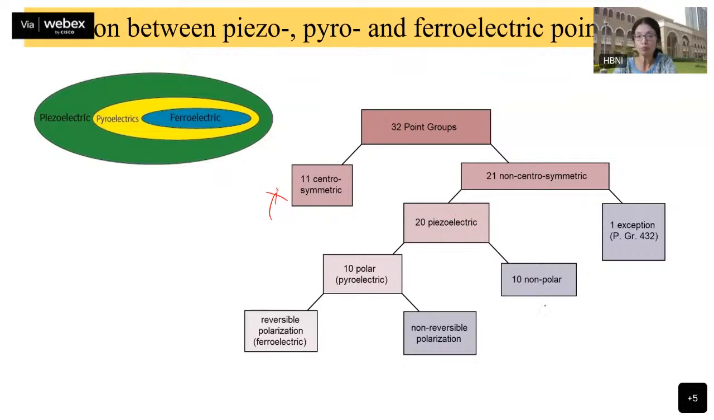10 of them are non-polar. You have to keep them out. Whereas the other 10 are polar, and they are known as pyroelectric. Out of these pyroelectrics, if they have reversible polarization, they are ferroelectric, and the others have non-reversible polarization. So piezoelectric is the group among which pyroelectrics is a subgroup, and further we have a subgroup known as ferroelectric materials. This is the relation between piezo, pyro, and the ferroelectric point groups.